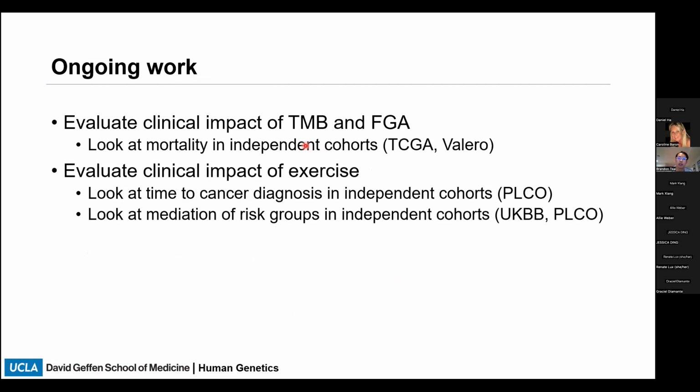Future directions. So lots of ongoing work. So it's great that we are finding some genomic associations with exercise, but what does this truly mean and why does it matter? So I'm an MD PhD student, so oftentimes I like to think about like, what is the clinical impact of these things? And so I want to evaluate whether these genomic associations, such as the increase or decrease of tumor mutation burden and fraction of genome altered with exercise, have any clinical impact.